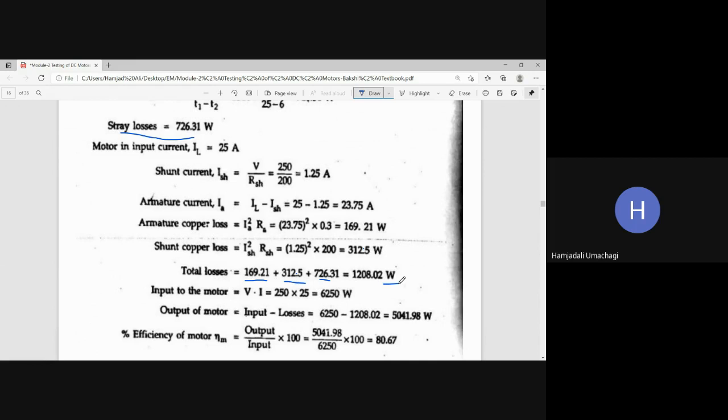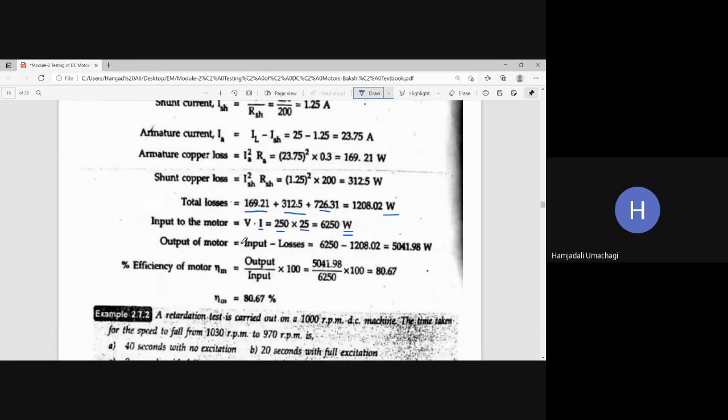Now in order to calculate efficiency, we want input and output information. So now let us calculate the input to the motor, which is nothing but voltage into current. The input voltage is 250 and the current taken from the supply is 25 amps. So altogether 250 into 25, which is the input to the motor, equal to 6250 watts.